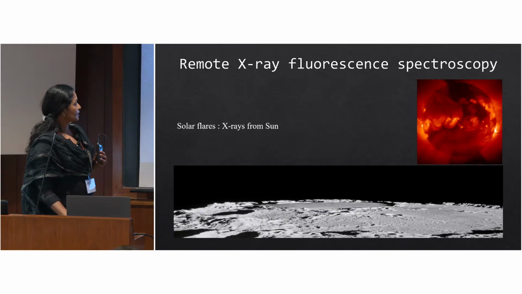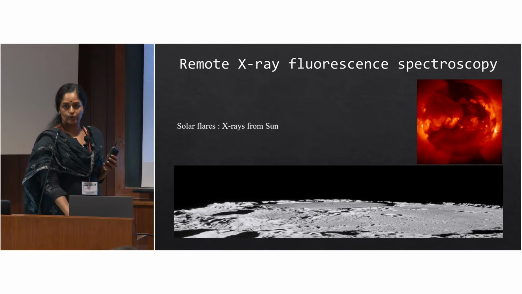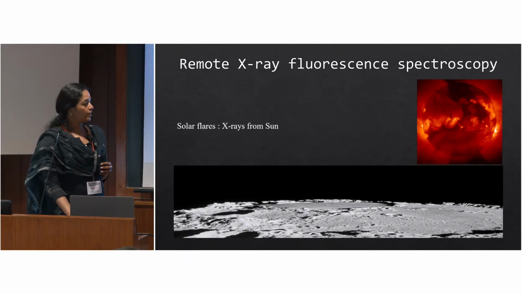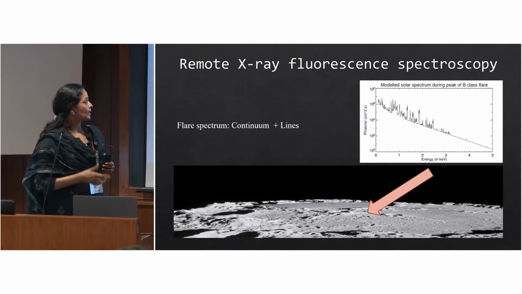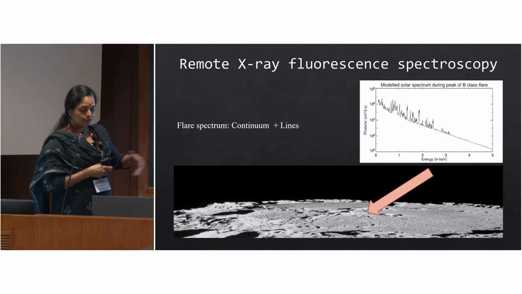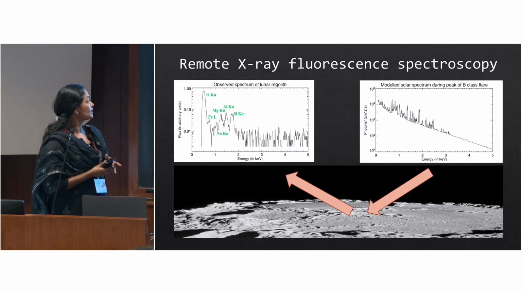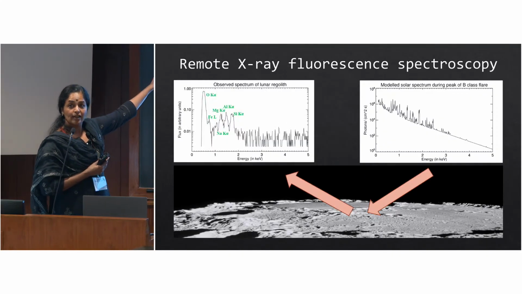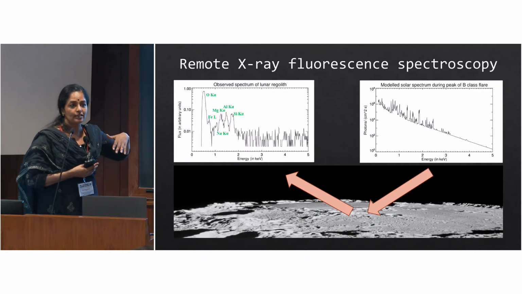It basically works by this principle. That's a solar corona, and the corona is very hot and emits X-rays. So that's a spectrum from a solar flare that falls on the surface of the Moon, and you get X-ray fluorescence, which gives you the elements that you want to see. So what is X-ray fluorescence?